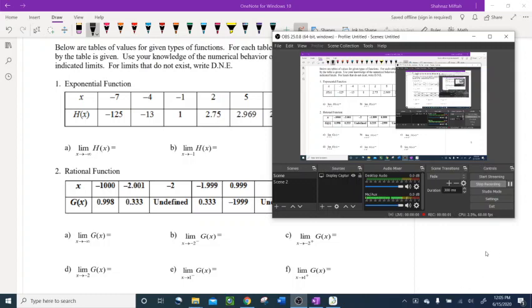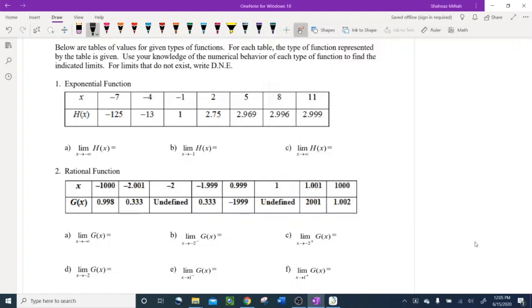Hi everybody. Let me give you more examples on the numerical approach of limits, and then at the end I will quickly review a few questions, graphical and numerical both, so you guys can have a good idea, and then we can go to the algebraic approach after that.